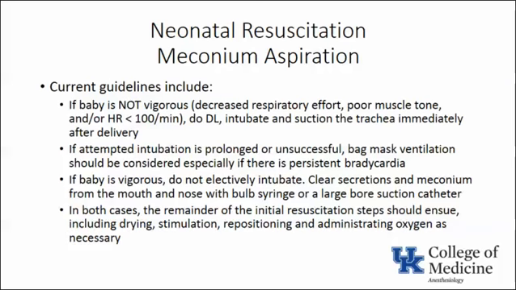Now the question you could get is how you treat or manage patients with meconium aspiration. One take-home point is if the child is vigorous, don't do anything. Just clear secretions, keep the child warm, you don't have to worry. But if the child is not vigorous, has decreased respiratory effort, has poor muscle tone, and a heart rate less than 100, do a direct laryngoscopy, intubate, suction the trachea immediately, and then do positive pressure ventilation.